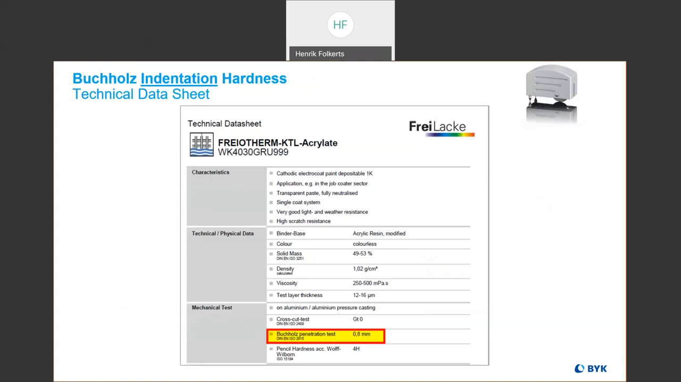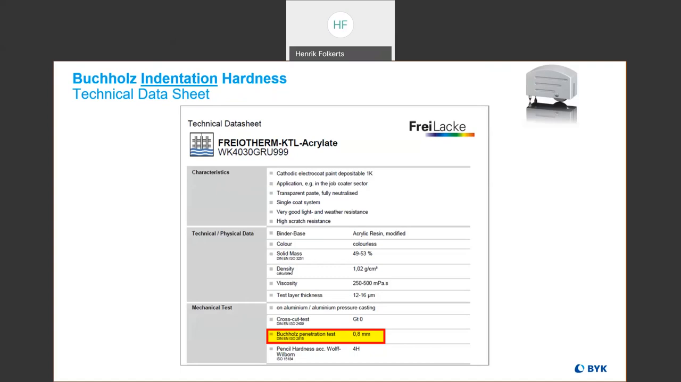Let's start with the indentation hardness based on Buchholz. Here we have an example of a technical data sheet of an ecosystem manufactured by the company called Freilacke. In this technical data sheet, you can see the characteristics of the coating system, the physical data, and also the testing results for mechanical tests.